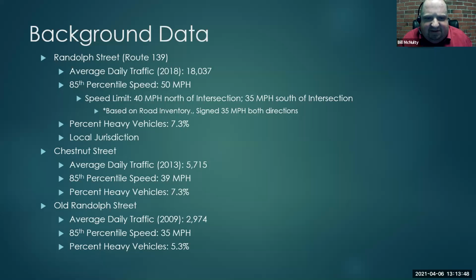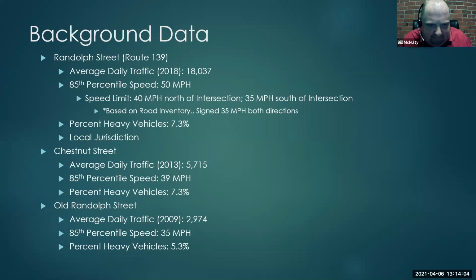Percent of heavy vehicles is 7.3%. It's pretty standard for a state numbered route. And this section is under local jurisdiction. So it's a state numbered route, but it is under the jurisdiction of Abington.